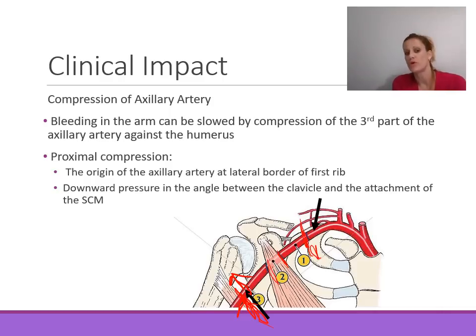Sometimes more proximal compression is necessary. If you need to compress more proximally, the origin of the axillary artery can be compressed by pushing downward against the first rib. So downward pressure in the angle between the clavicle and the attachment of the sternocleidomastoid will allow you to compress this first area right where it begins against this first rib.